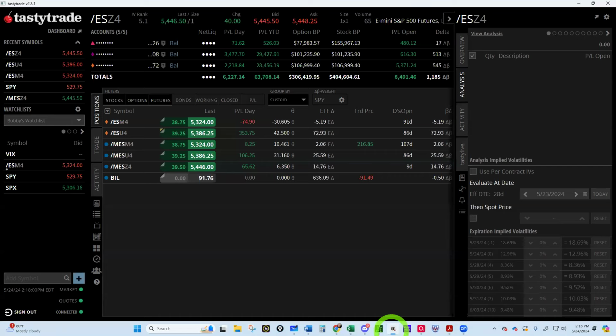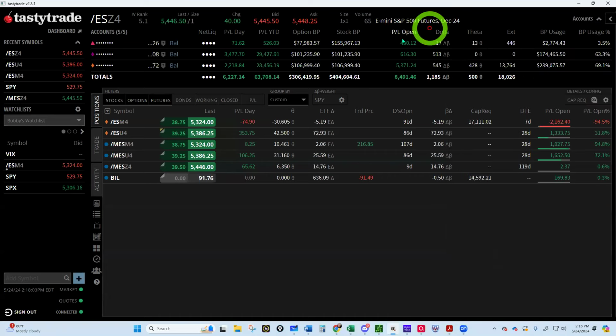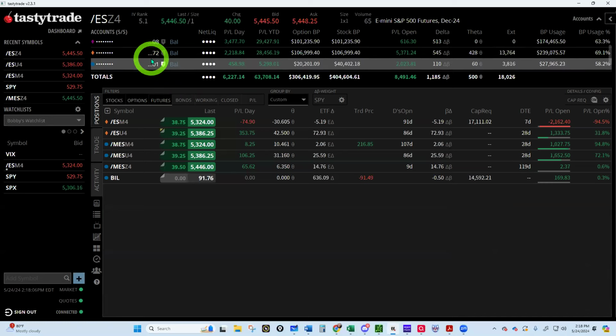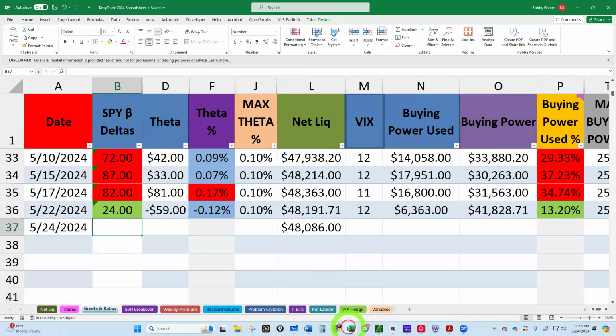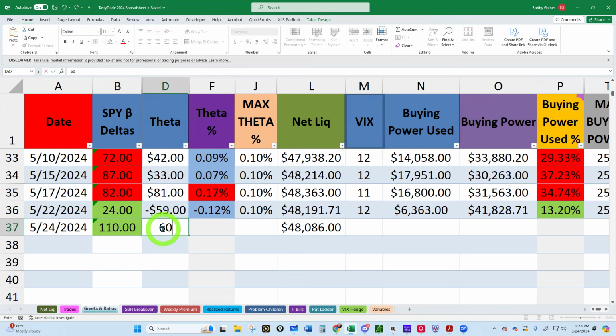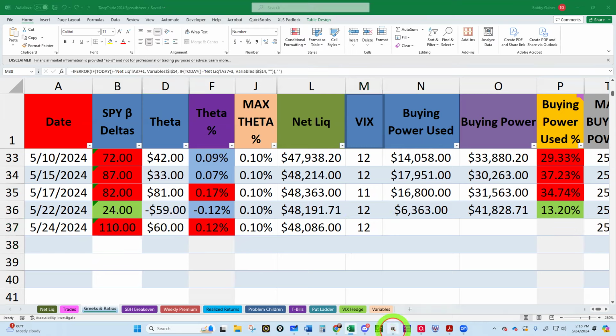So let's see what our Greeks and ratios are. So here we are. This little account, yeah. And we are at 110.60. Remember, you could manage a multi-billion dollar account just using three numbers. And the three numbers are deltas. We have 110, which means we have the equivalent of 110 shares of SPY in our portfolio, which means we're bullish. And we should be making about $60 a day in theta decay. VIX is at 12. And let's see what our buying power is.